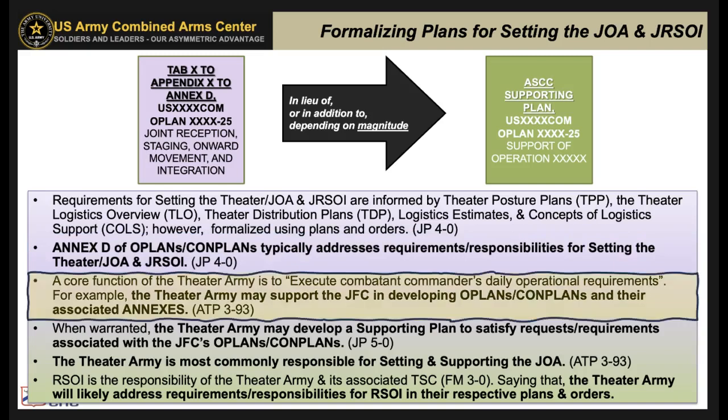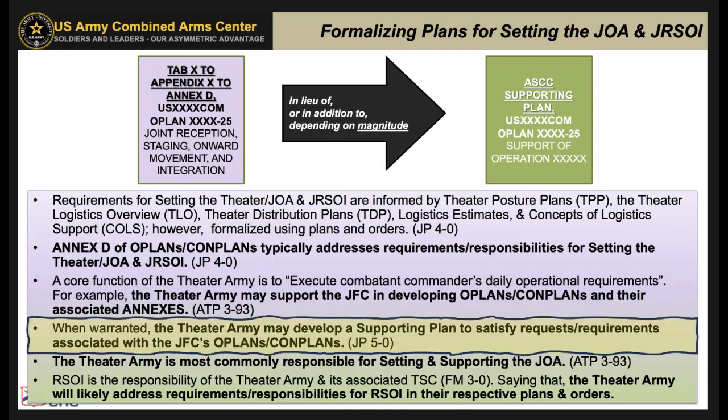A core function of the Theater Army, as stated in ATP 3-93, is to execute the combatant commander's daily operational requirements. This often involves supporting the Joint Force Commander in the development of O plans and con plans and their associated annexes, ensuring that every operational detail is accounted for. The Theater Army, when necessary, develops a supporting plan that aligns with the Joint Force Commander's overarching plans as per JP 5-0.